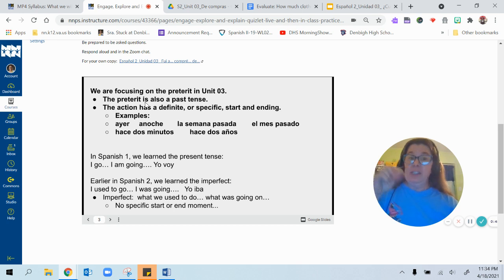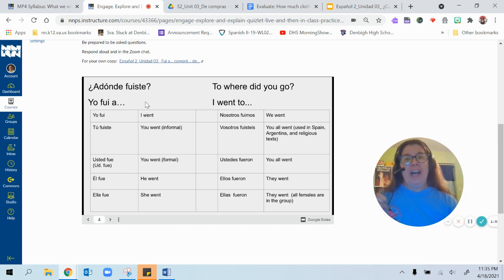The preterite is what we're learning now. So it has a specific, definite start and ending, and it's in the past. Examples: yesterday, last night, last week, last month, 2 minutes ago, 2 years ago. Specifically a time in the past. So, ¿a dónde fuiste? To where did you go? Yo fui a. So, you can patty cake it.